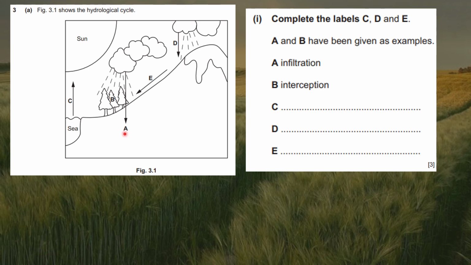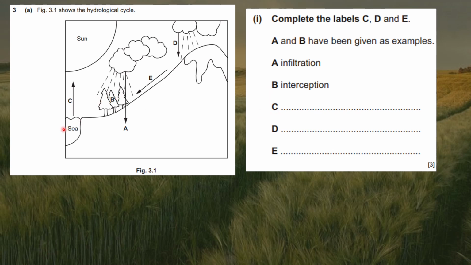Looking here, A, infiltration. So the rainfall, the precipitation has gone through the surface of the ground and down into the ground. B, interception. So the rainfall, precipitation has gone down and it's been stopped by the vegetation.